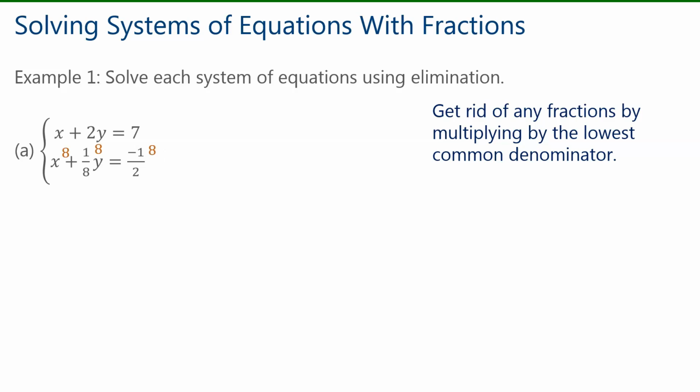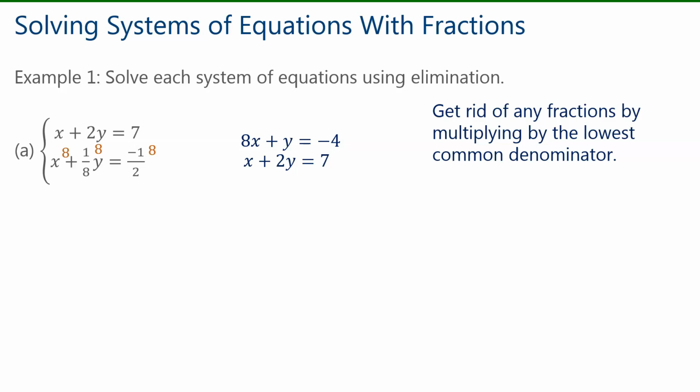So let me write an 8 next to each term and then simplify. So we would start with 8x, then the 8's would cancel, and negative a half times 8 is negative 4, leaving us with this equation here. Now let me write the first equation underneath. Now let's solve the system using elimination. So you can choose to eliminate x or y.